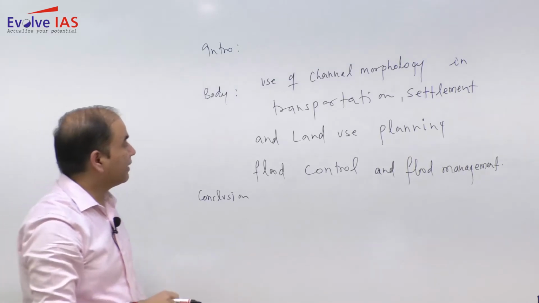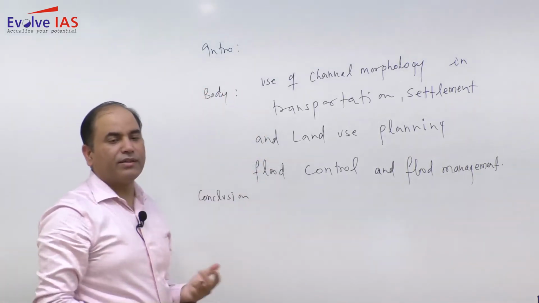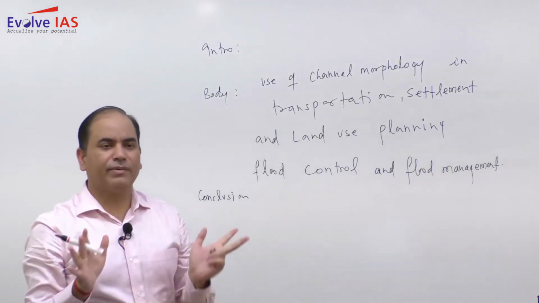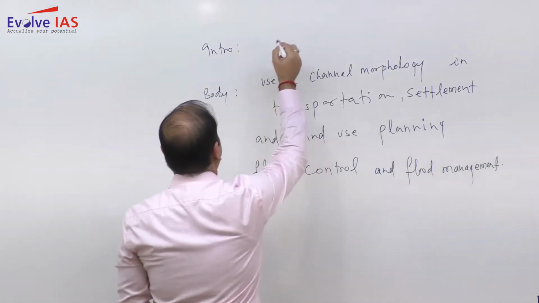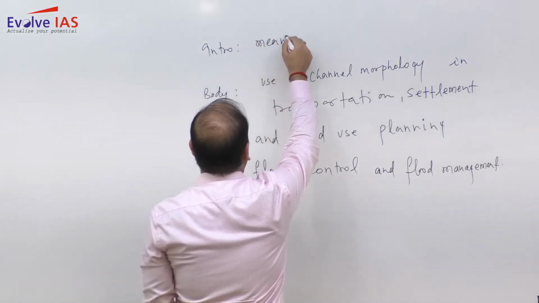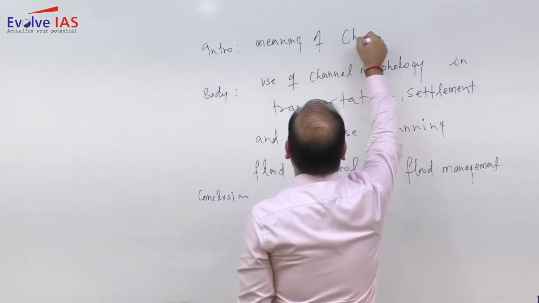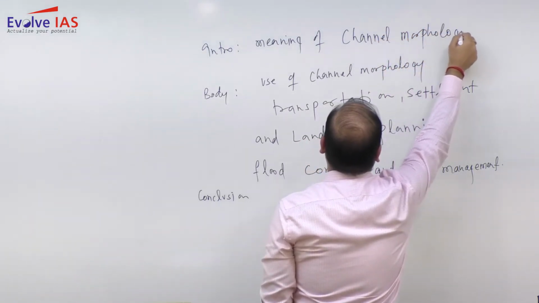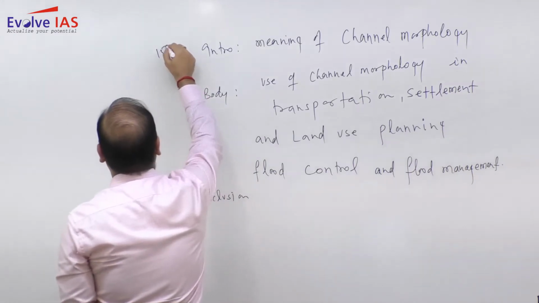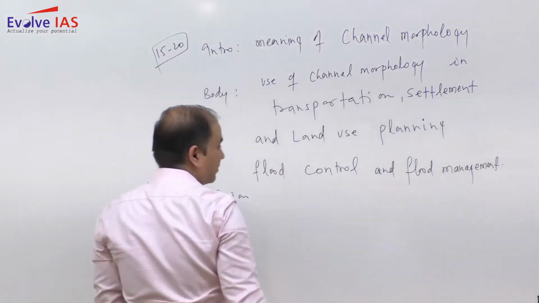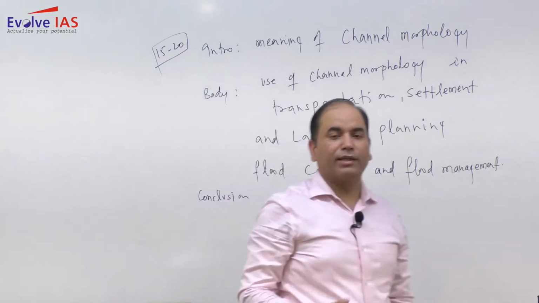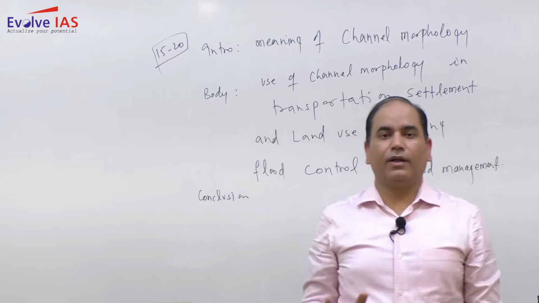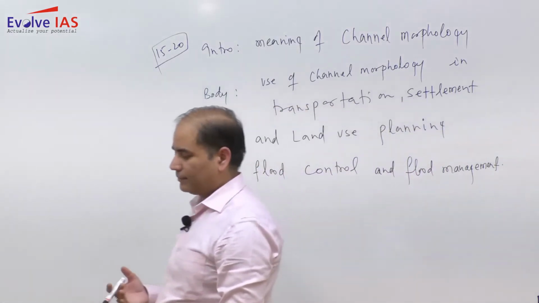Now, very interesting. As far as the introduction is concerned, in this type of question, there is no need to go for much deliberation. You can directly start writing the meaning of channel morphology in 15-20 words. You can write about the channel type, channel pattern, channel geometry, the speed of the water, the flow of the water. All these things can be written in the introduction part.